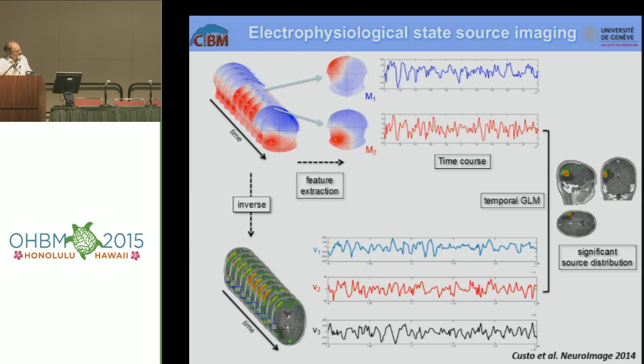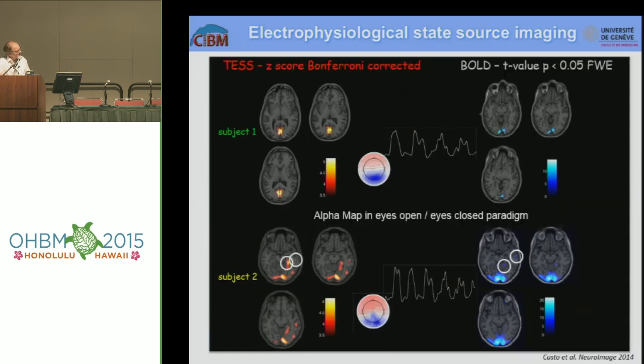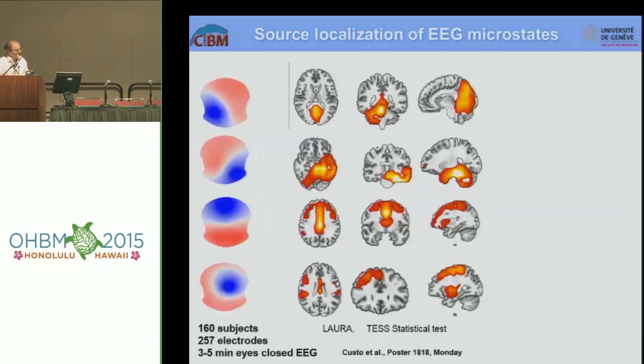And then you can do a general linear model correlating each of these time courses with these time courses and look at which of the voxels in the brain correlate with the activity of your microstate on the surface, and you identify statistically the significant correlations, the voxels in the brain that significantly correlate with this time course. And doing that, you get to a different type of estimation of these microstates.